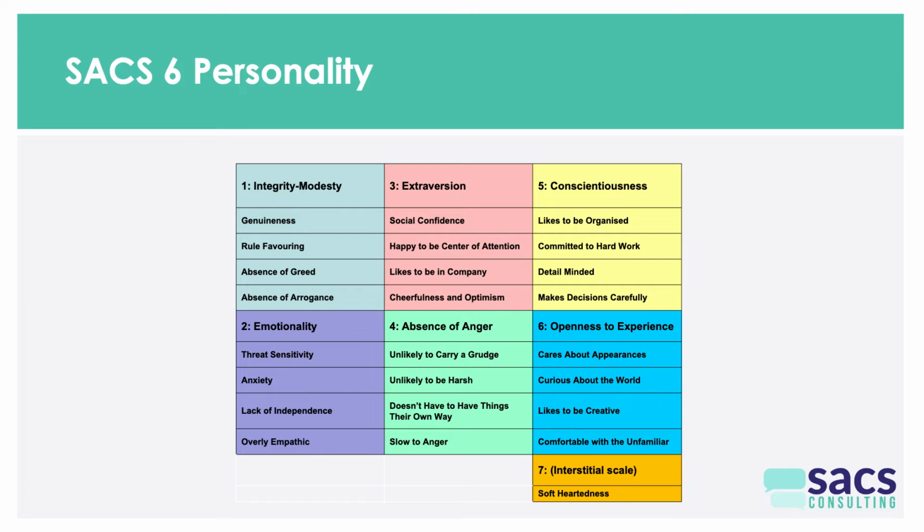Integrity, modesty, emotionality, extraversion, absence of anger, conscientiousness, and openness to experience. And you'll see that under each of these 6 factors, there are 4 facets. These facets are simply smaller factors, sub-factors that add up to integrity, modesty, for instance. So genuineness, rule favouring, absence of greed, and absence of arrogance. If we combine those four, psychometrically and statistically, they contribute to a thing called integrity, modesty.